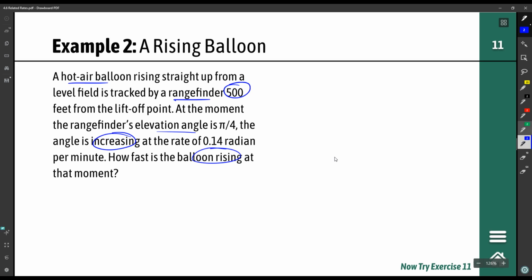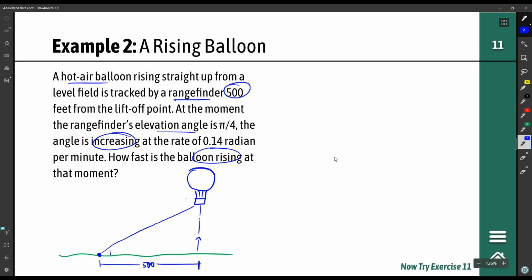So I think the next thing I'm going to do is get a little bit of a model. So here's going to be my grass. I'm going to draw the hot air balloon. Let's get another color here. So there's the basket of my balloon, and there's the strings holding the balloon up. And then that's rising. I'm going to draw a little arrow showing that's going straight up. And then 500 feet away is a rangefinder. I'm just going to note that by a dot. This is going to be 500 from the liftoff point. And then that rangefinder is tracking the hot air balloon.